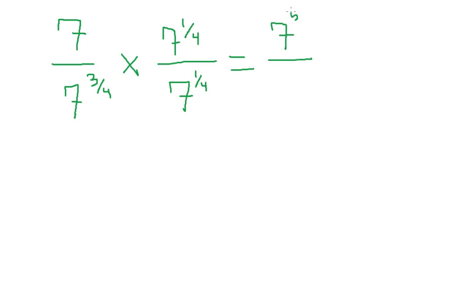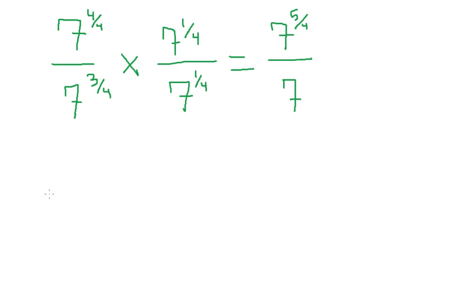7 to the 5/4 over 7. And you might be asking how I got 5/4. The first 7 already has a power of 1, and 1 is also considered as 4/4, and you just add it together because you're multiplying.